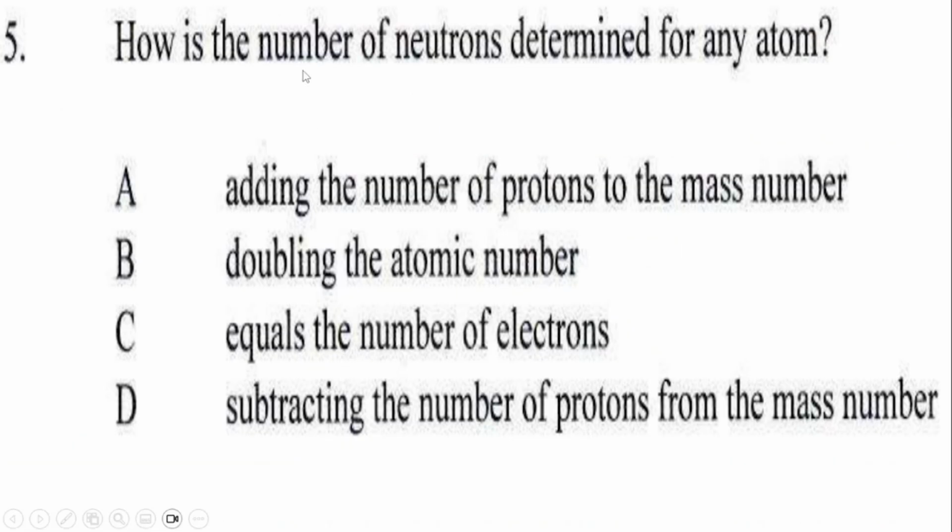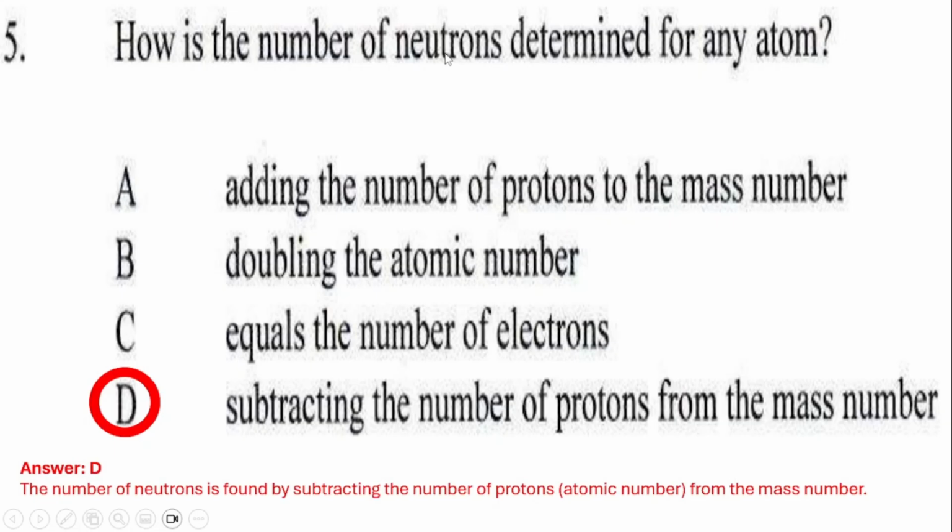Let's move on to question number 5, and it says, how is the number of neutrons determined for any atom? Is it A, adding the number of protons to the mass number, B, doubling the atomic number, C, equals the number of electrons, or D, subtracting the number of protons from the mass number? The correct answer is definitely going to be D, because the number of neutrons is found by subtracting the number of protons, which is the atomic number, from the mass number. So D is our answer.